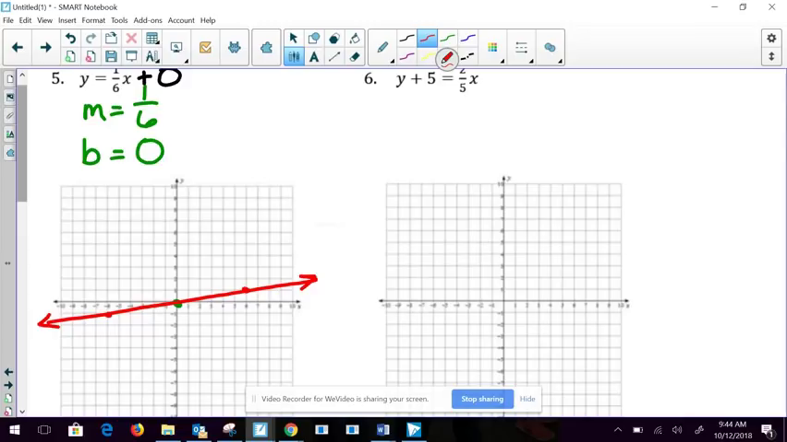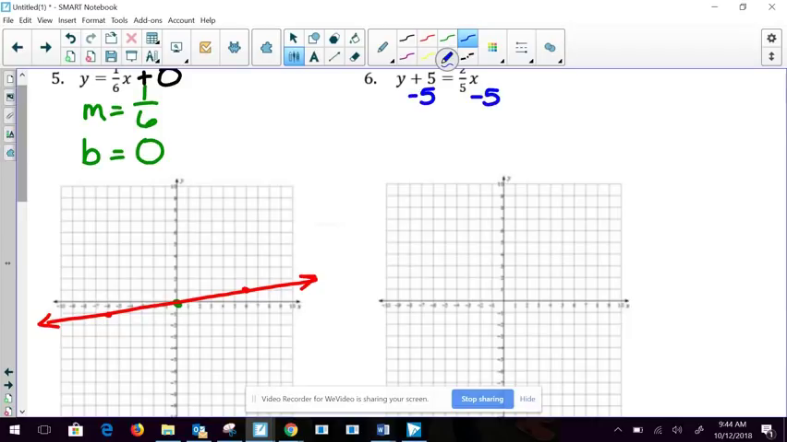If you look at number 6, what makes this one different is we have something next to the y that we have to move over. So before I can do any graphing, I have to get y by itself. Because it says +5, the only way to move that over is to do the inverse operation. So what's the opposite of adding 5? Good, we're going to subtract 5.